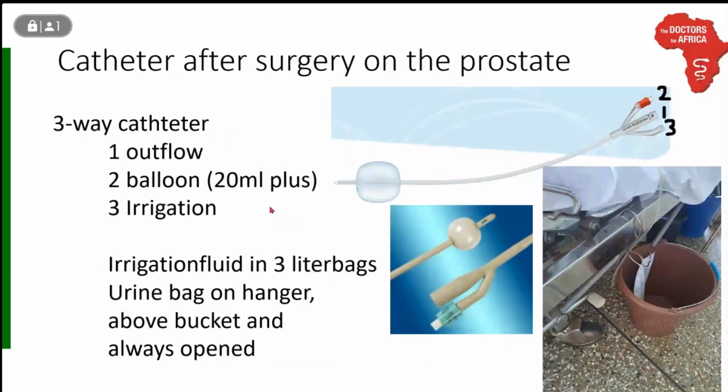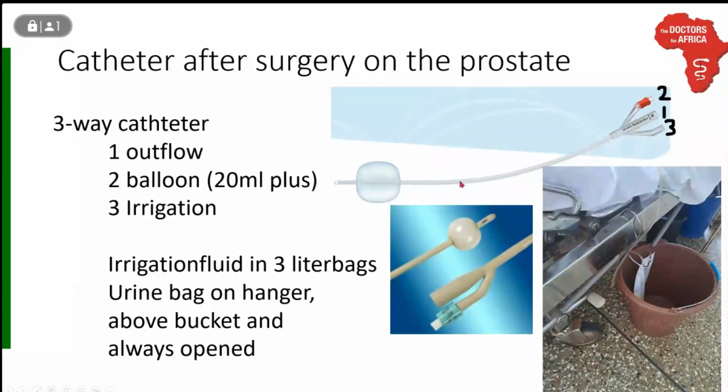About the catheter after surgery. In the middle, you see a two-way catheter. There is an opening for drainage of the urine that comes through the small opening at the tip of the catheter, and there is a valve in which you can put water to fill the balloon. On the colored valve, there is always an indication of the amount of fluid that can be put into the balloon.